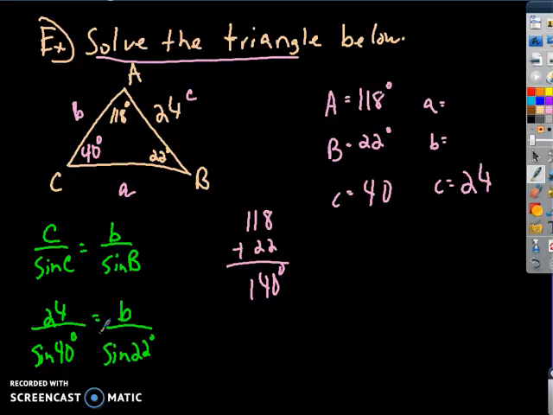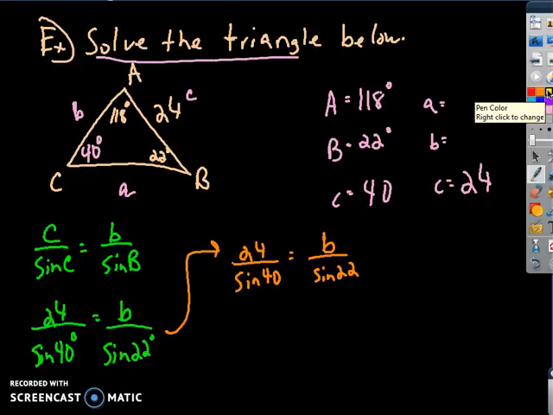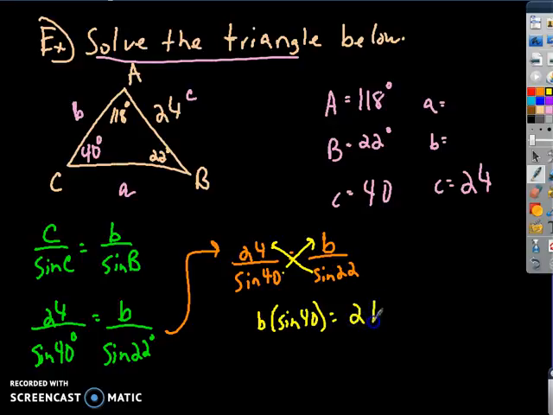So when I cross multiply, these multiply together and those multiply together, giving you b times sine of 40 equals 24 times sine of 22. You can change these adjustments if you want. I'm going to leave them like they are. And if you want to finish this, I would divide both sides by sine of 40, so I can isolate my b variable.